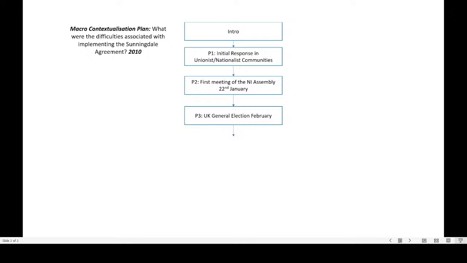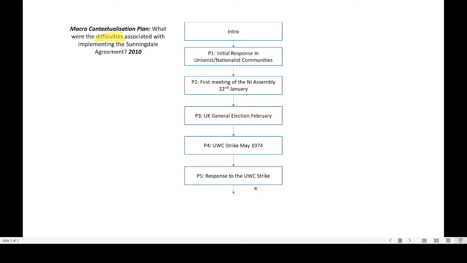Difficulties associated is a really key phrase there, maybe I should have highlighted that. This is going to be the phrase that I'm linking back to in every sentence. I'm almost going to be overdoing this to the examiner: look at me talking about the difficulties associated with this. Next, we'll look at the Ulster Workers' Council strike in May 1974, and then we'll look at the response to the strike and how this provided difficulty in implementing the Sunningdale Agreement. And then finally, we're going to conclude our essay.